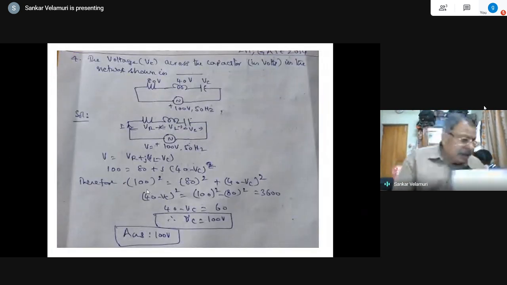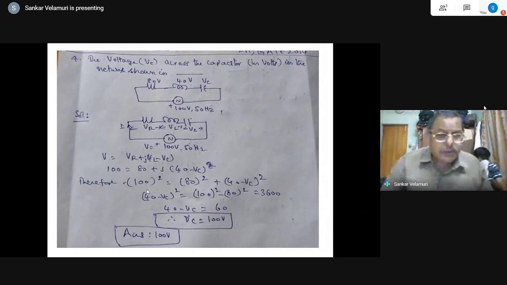Now I have taken another example. There are 6 examples total I have taken, so 3 more problems are there. Some of them are complex, some of them are easy. Now you can see it is not a multiple choice question.